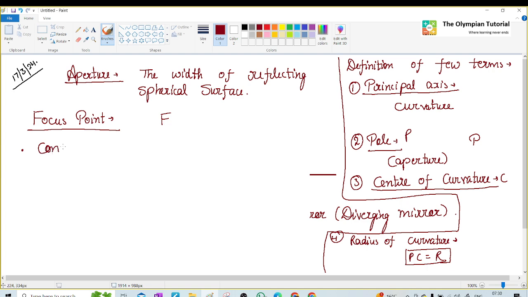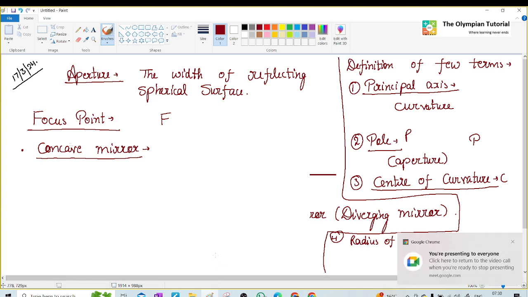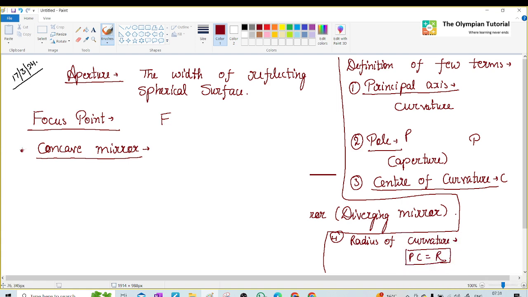Now write the heading concave mirror. Students, please confirm. Have you written all the things till now in the proper way? Yes, ma'am. After focus point, we will make a dot or any symbol which you want. You can write point one. Write down concave mirror.